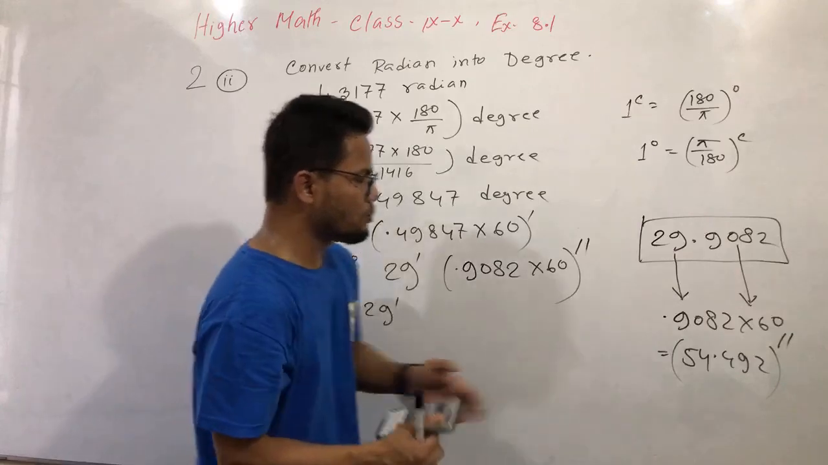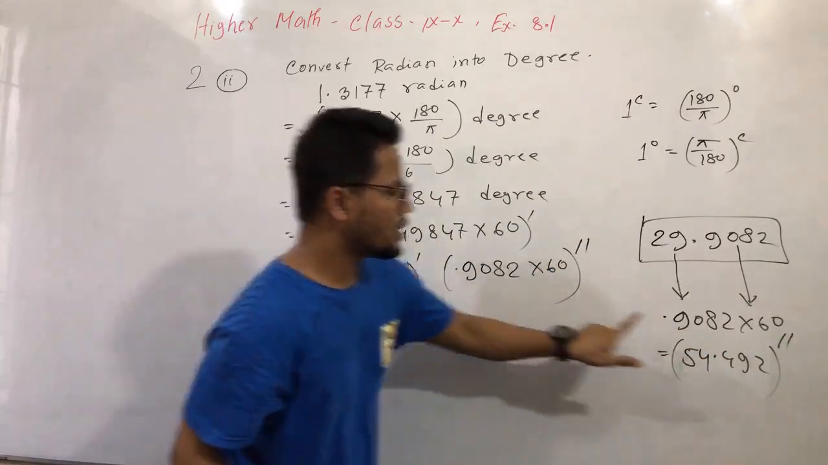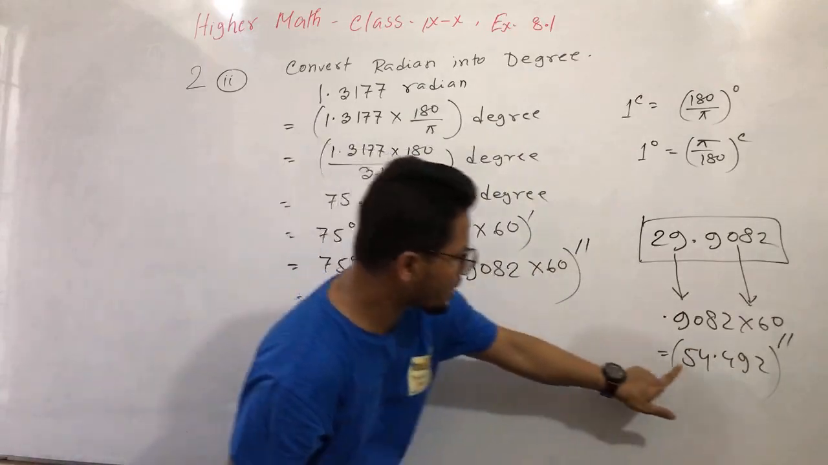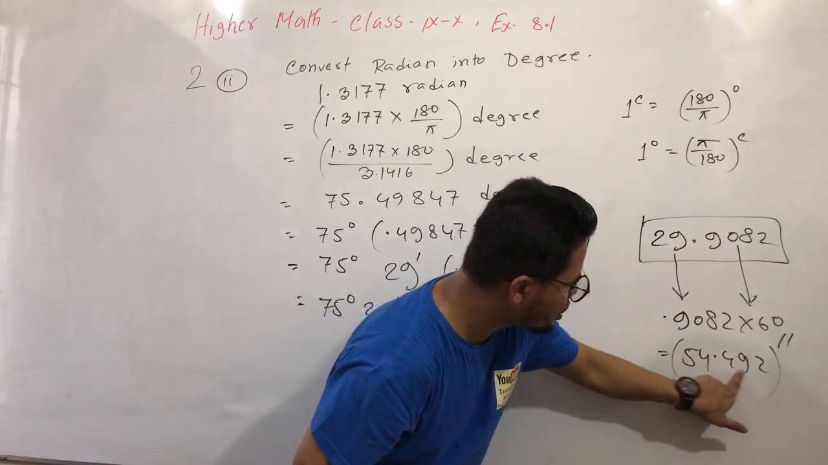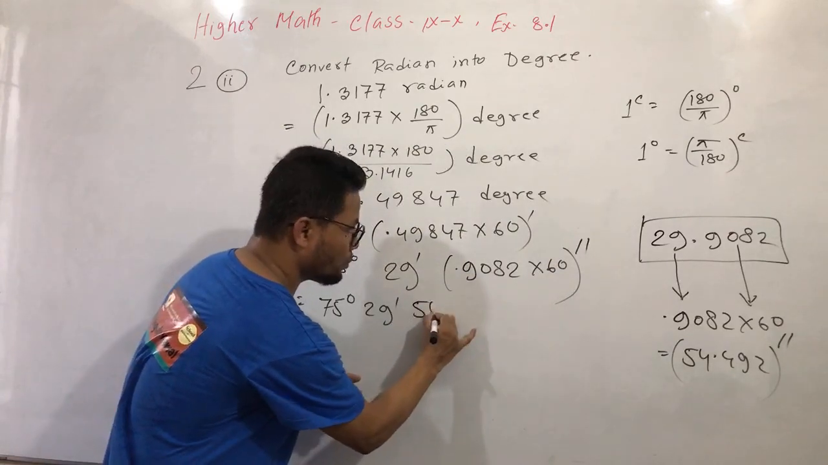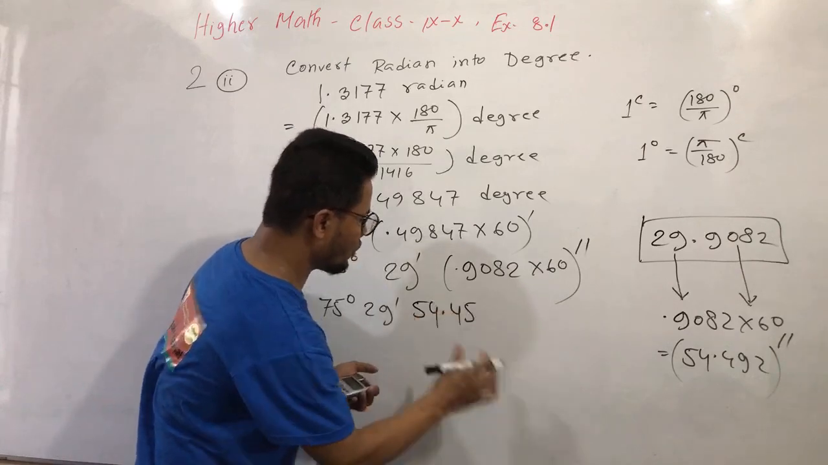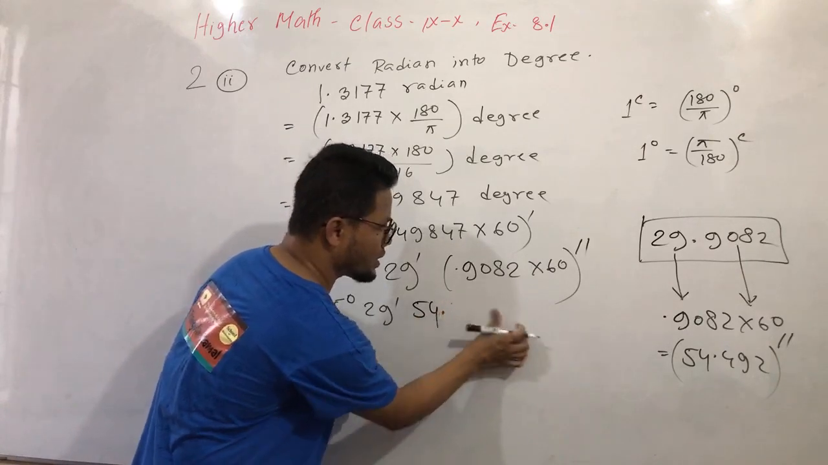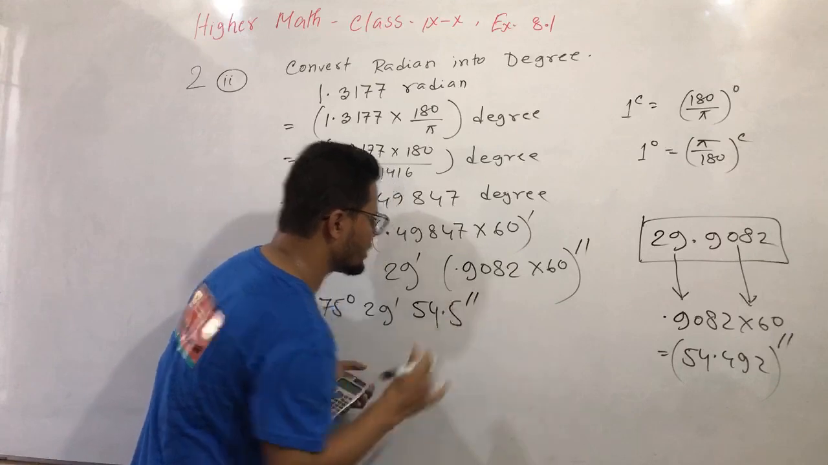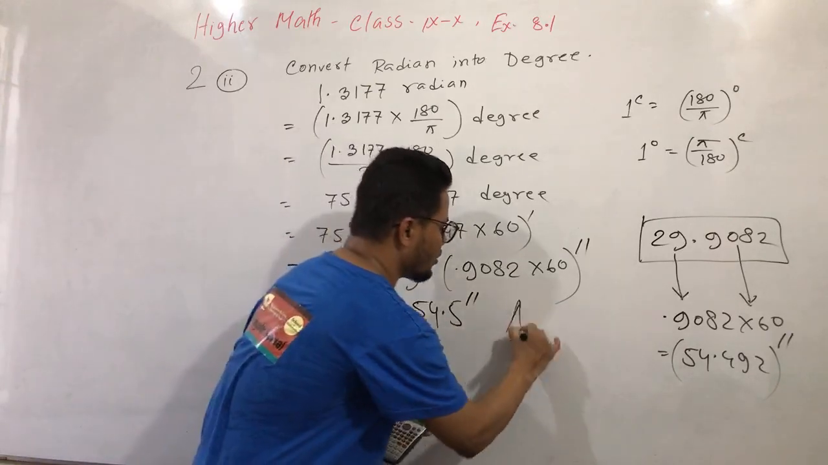So this is the smallest unit in the degree system: degree, minute, then second. So we can write 54.492. Using just one decimal place, we can write 54.5 approximately. So this one is the second. So degree, minute, and second. This one is our final answer.